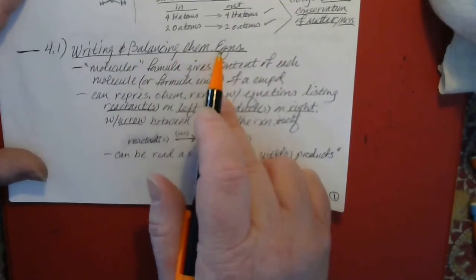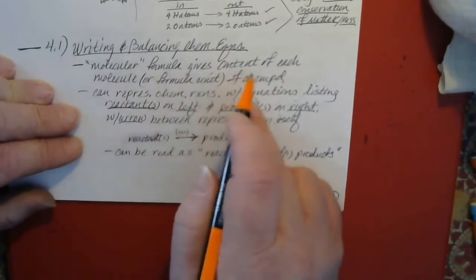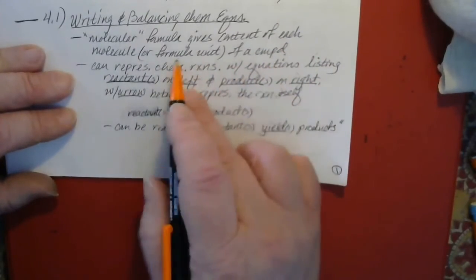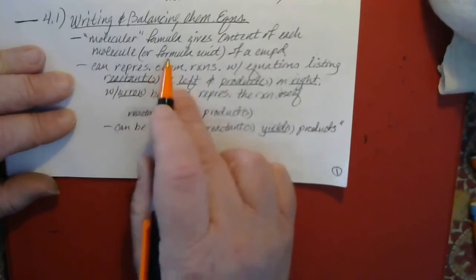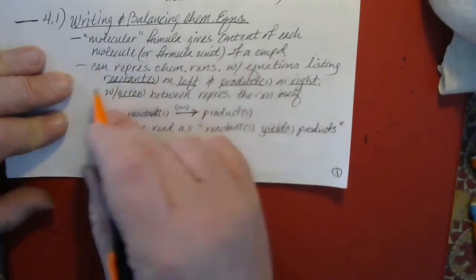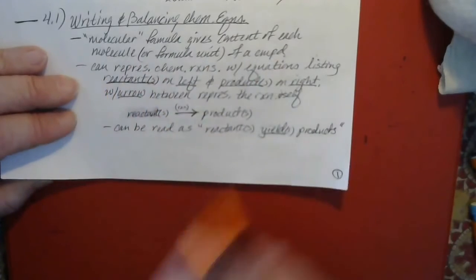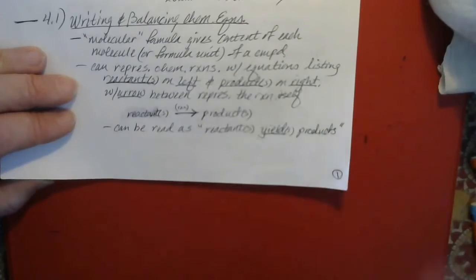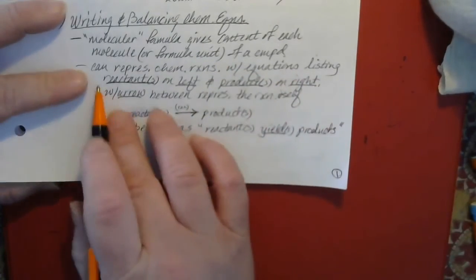Okay, so for writing and balancing chemical equations, we need to remember that the molecular formula gives the content of each molecule or formula unit of the compound. Molecule technically would refer only to covalently bonded compounds, while formula unit would refer to the formula for an ionic compound. But we often use the word molecule to refer to both of those. So, referring to NaCl as a molecule of salt, technically that's wrong, but it's close enough to reality that we can let it slide for now.